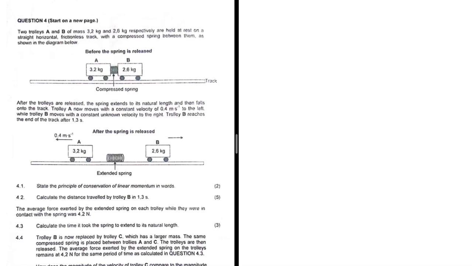Well, here we go. Let's take a look. The first question states the principle of conservation of linear momentum in words. Can you state 4.1 for me? Well, the total linear momentum in an isolated system remains constant. What are we saying? The sum of the momentum before a collision or an explosion, not only a collision, right? Because momentum is also conserved in an explosion, as we will see in this question.